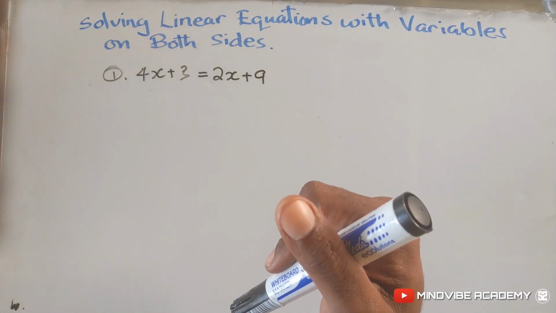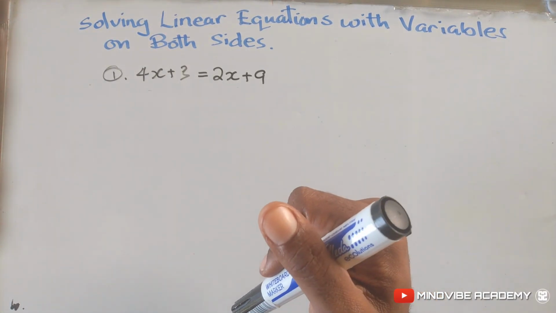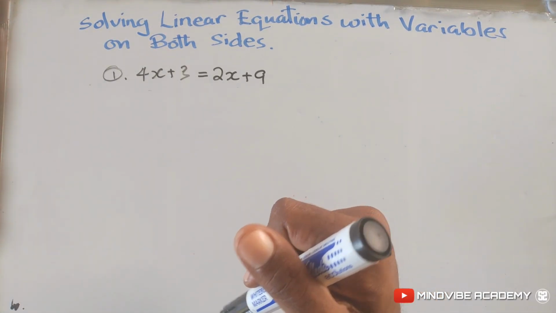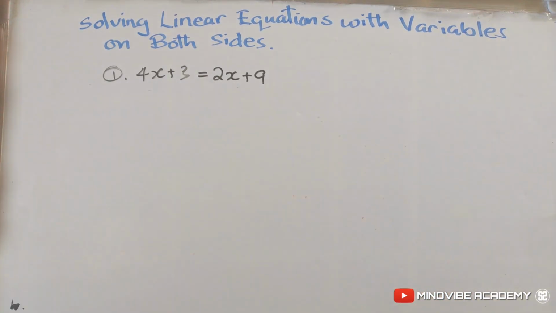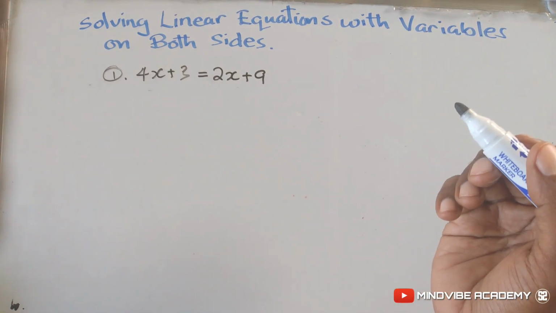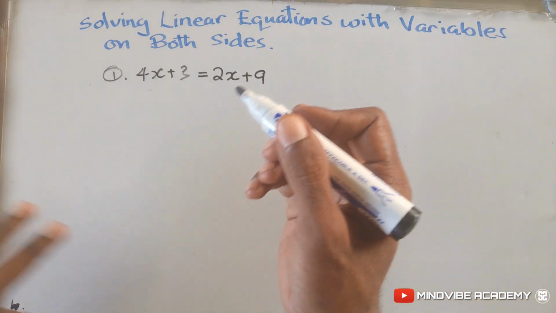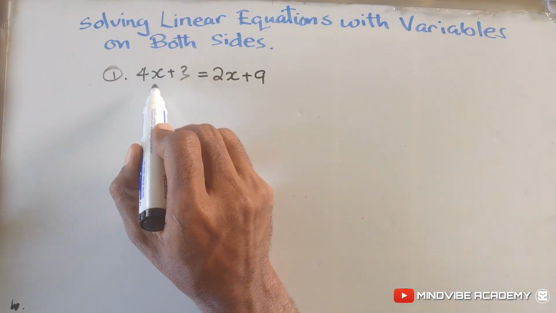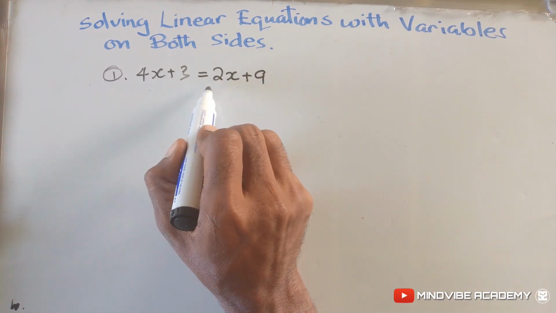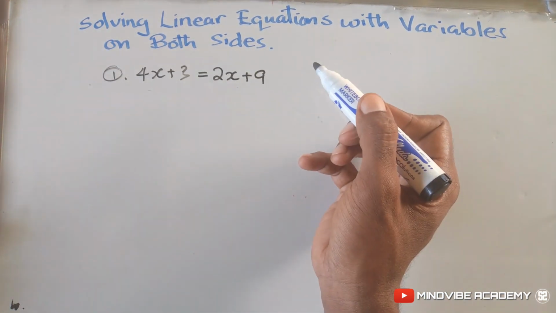Okay, so as I've said, we have two examples that we're going to be looking at. So this is our first example. Let's continue and solve it together. Here we have 4x plus 3 is equal to 2x plus 9.